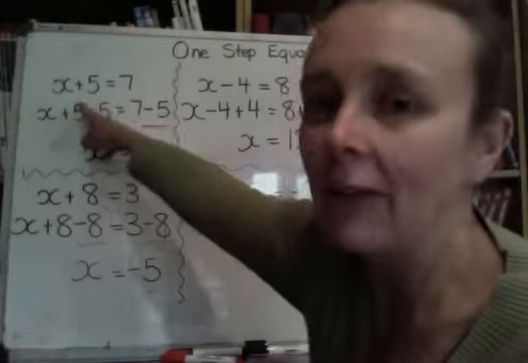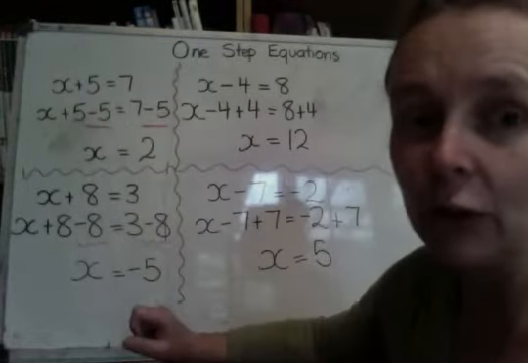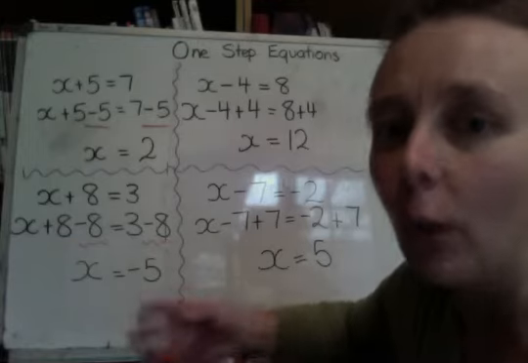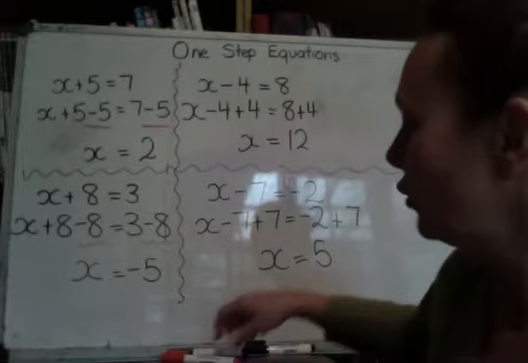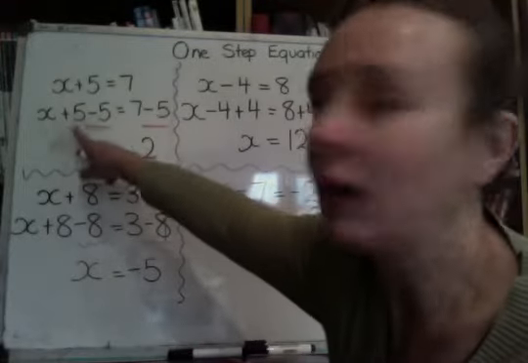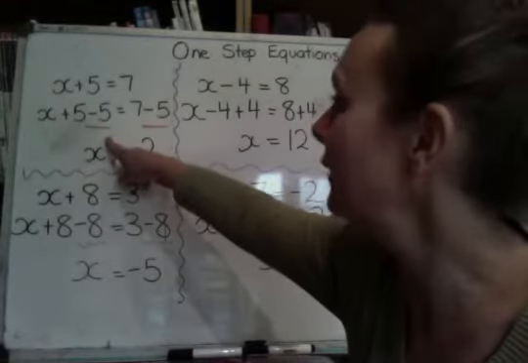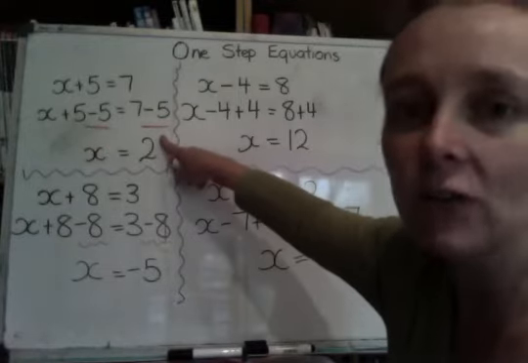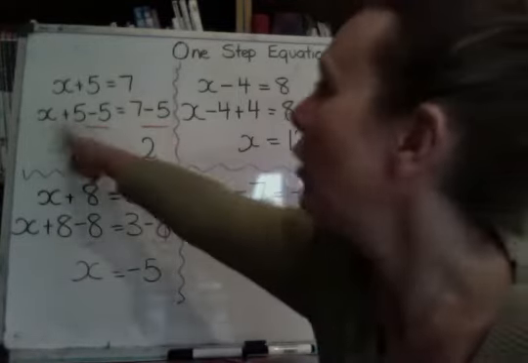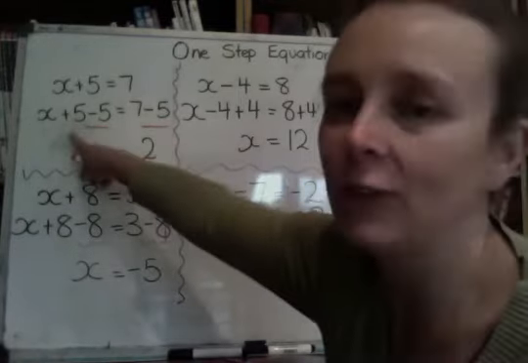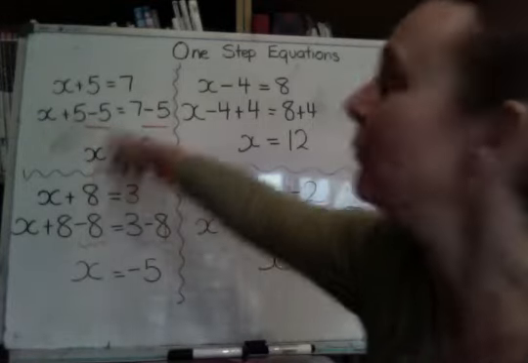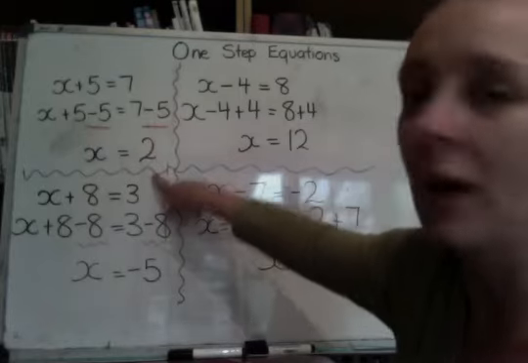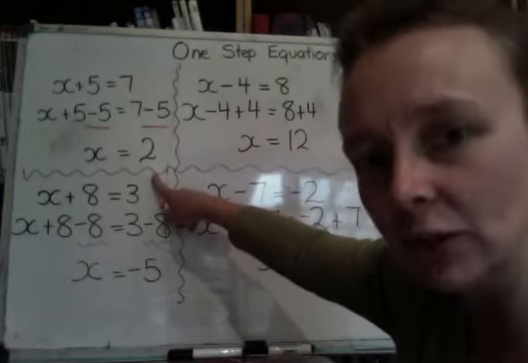Okay, because I have a plus 5 added to my unknown, I need to do the inverse or opposite of that operation, which in this case is subtract 5. So I've shown in this line that I've added a subtract 5 to the left-hand side and subtract 5 to the right-hand side. On the left-hand side, x plus 5 take away 5. The plus 5 and the take away 5 is just 0. So I'm just left with the x. And on the right-hand side, 7 take away 5 is 2. So that is the solution.